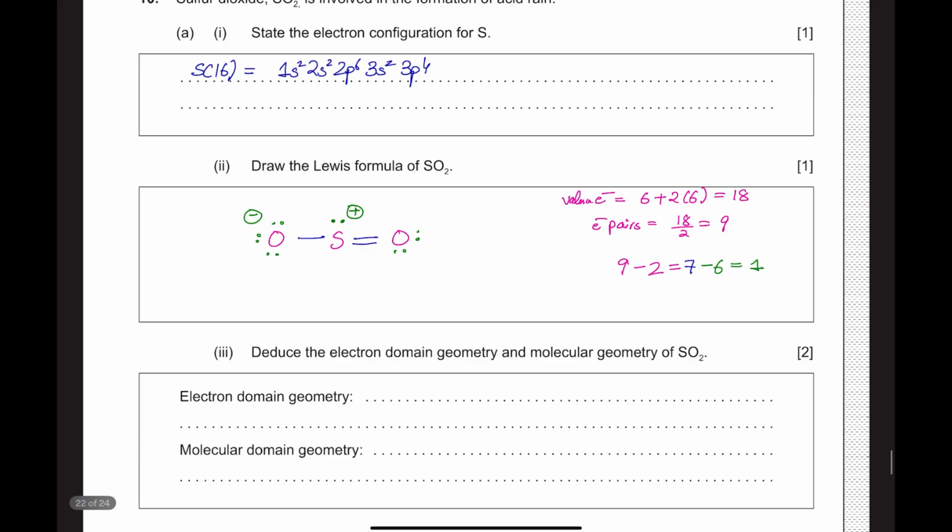Now, another possible structure would be the expanded octet of sulfur. In that expanded octet, what happens is this oxygen will also form a double bond with this sulfur. Now, both the oxygens will have 2 electron pairs each, so there is no charge on oxygen. And as sulfur forms an expanded octet, it will also not have any charge. This is the more stable Lewis formula.